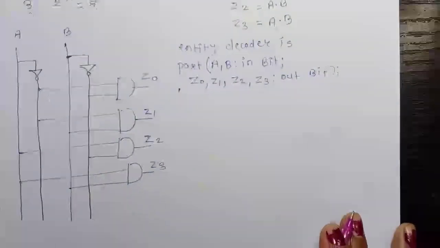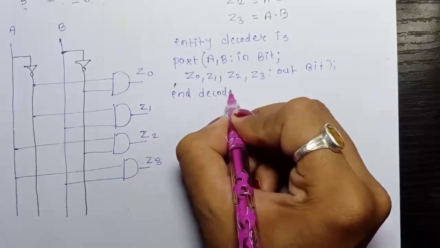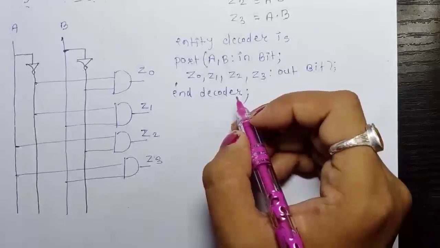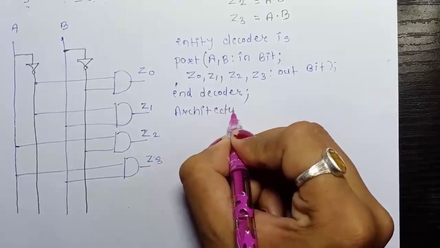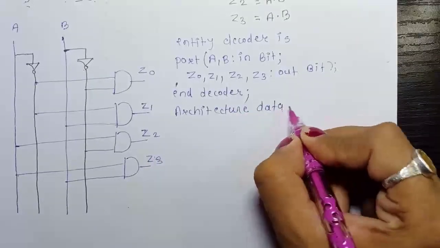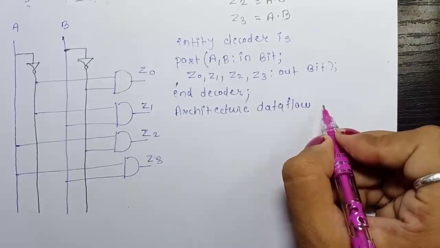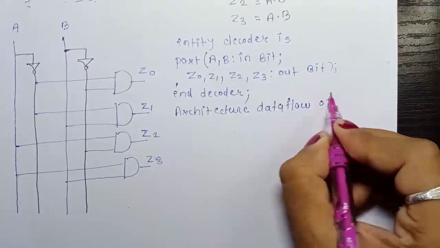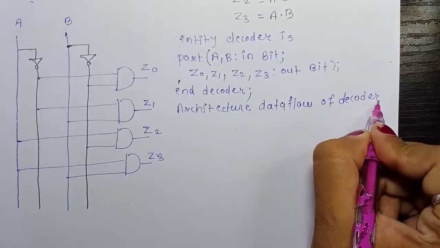And then end decoder, that means end name of your entity. Then next is architecture. So architecture keyword, name of architecture. Here I am specifying name of my architecture as data flow. You can give any name to your architecture because it is a user defined word. Of name of entity, name of my entity is decoder.